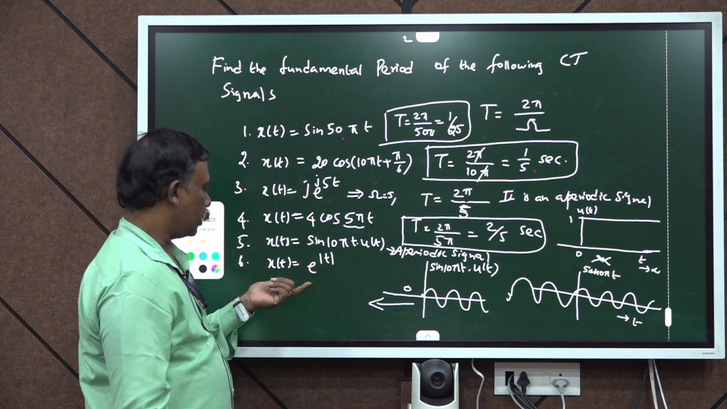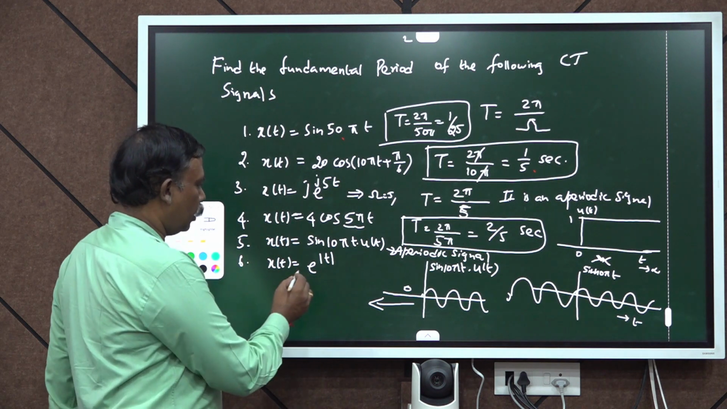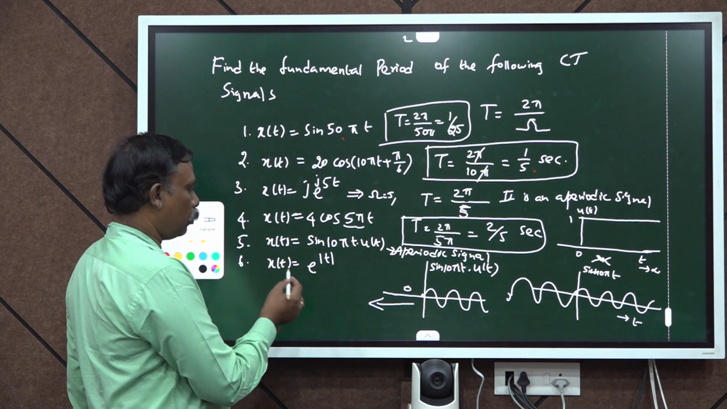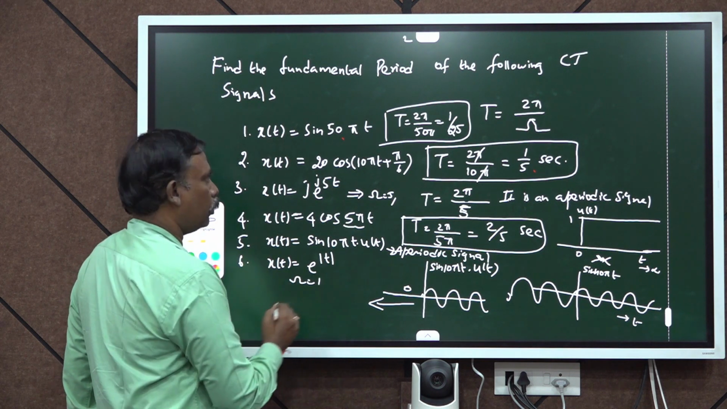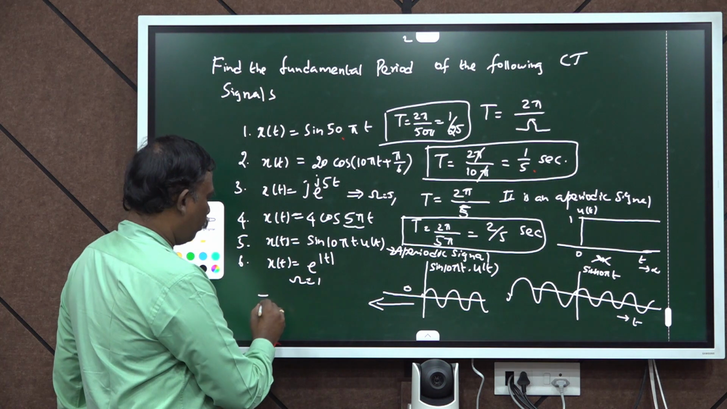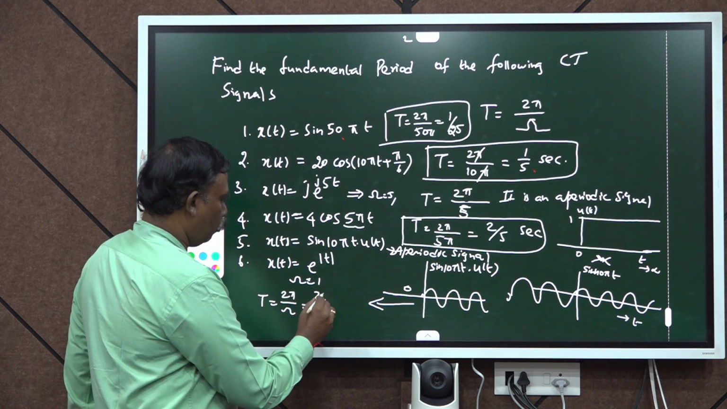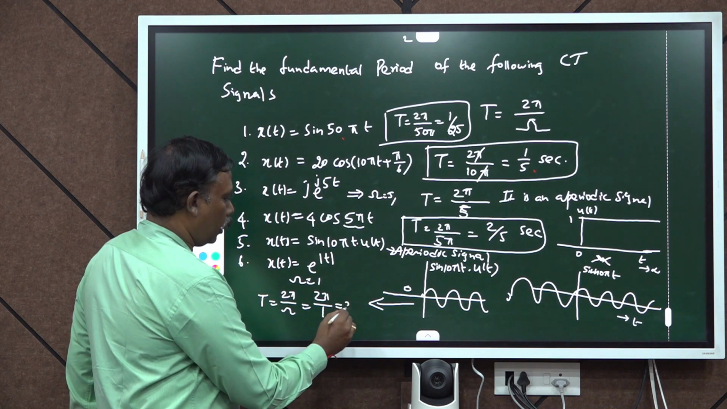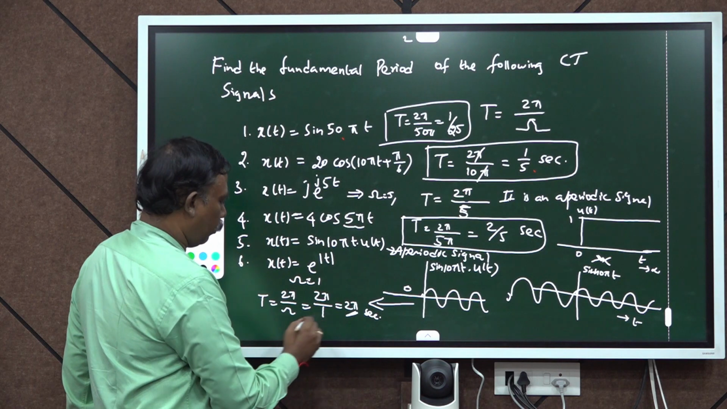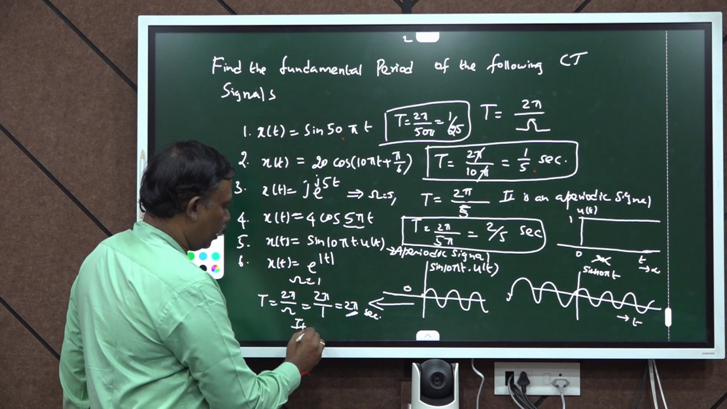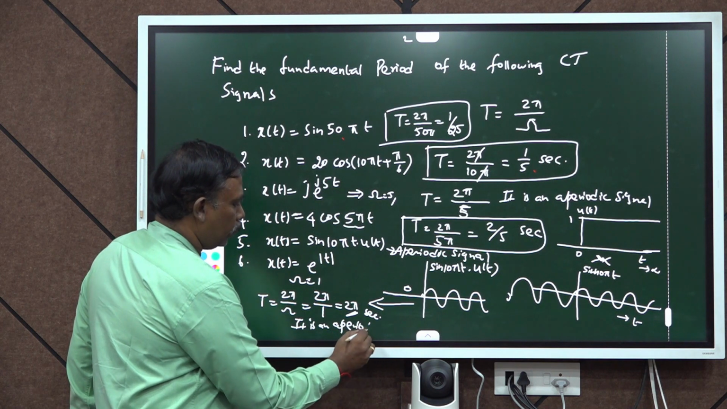And another signal is e power mod t. Here also you see that e power j omega t is the term. So omega is equal to 1. The fundamental period T is equal to 2 pi by omega. So 2 pi by 1, the answer has 2 pi. So pi comes in the answer, which means it is an aperiodic signal.